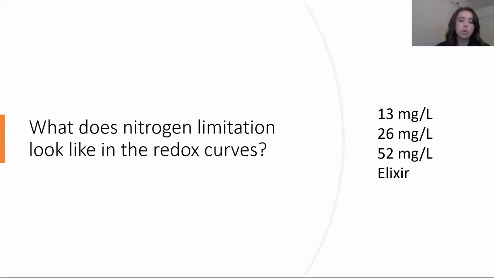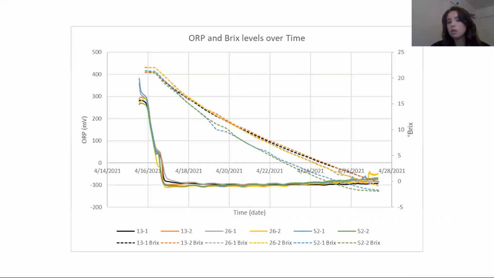Another question that could be posed was, what does nitrogen limitation look like in redox curves? For this trial, levels of 13, 26, and 52 milligrams per liter were observed, whereas in other trials, the nitrogen content was about 208 milligrams per liter. As I was saying earlier, this is the first run where the light was blocked, which led to this much smoother line throughout the fermentation. We don't see those big waves going down the data. But this curve is interesting in other regards as well.